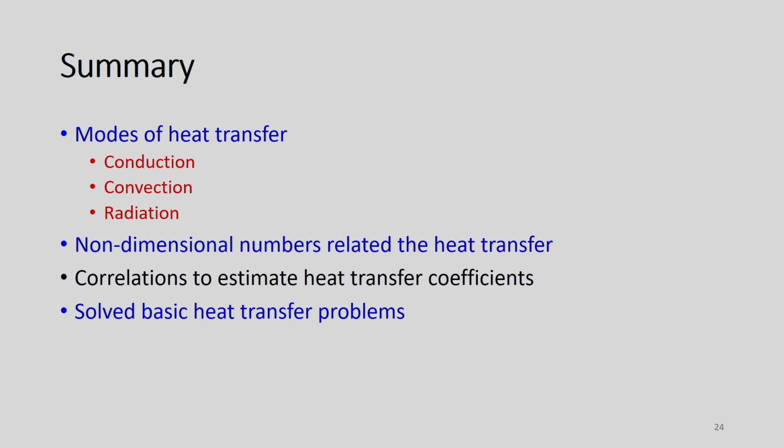So, let us summarize what we have discussed today. We have discussed different modes of heat transfer, which include conduction, convection and radiation, and also we have studied non-dimensional numbers related to heat transfer, then correlations to estimate the heat transfer coefficient. We have also solved some basic heat transfer problems to strengthen the understanding, how to calculate the heat transfer coefficient and how to calculate the rate of heat transfer.